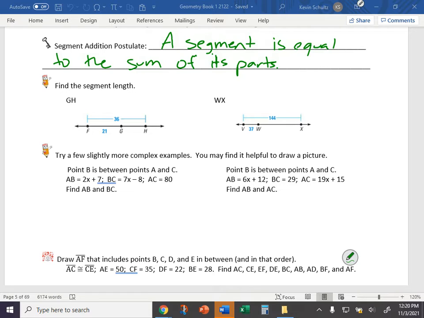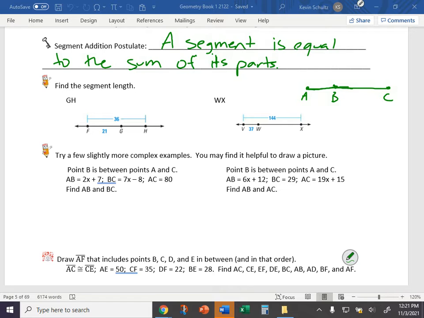Okay, so for example, if we have a segment here that is labeled A, or sorry, I should put the A in the right spot, shouldn't I? Okay, A, and then here's B, and then here's C. We have 3 different segments here, right? We have segment AB, which is that short piece. We have segment BC, which is the longer piece, and we have segment AC, which is the whole thing.